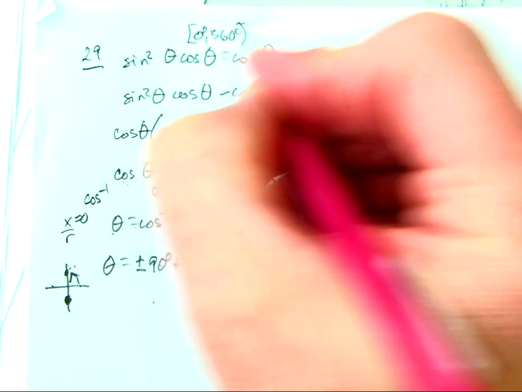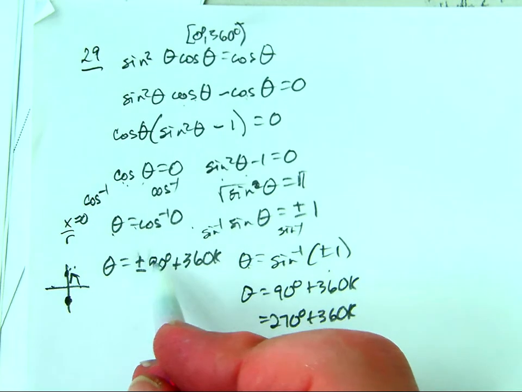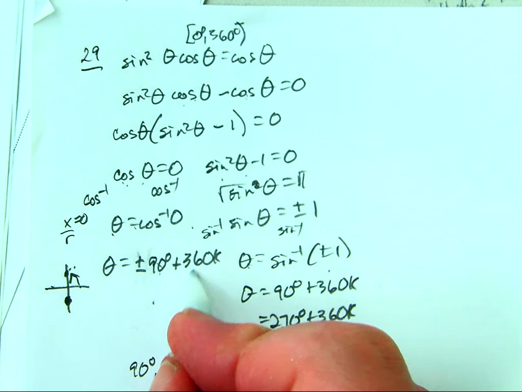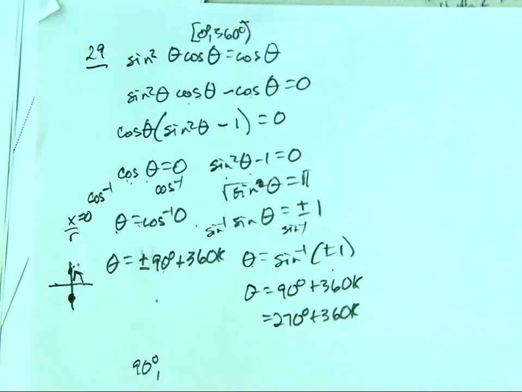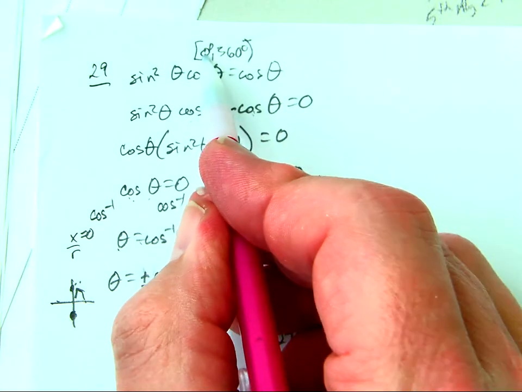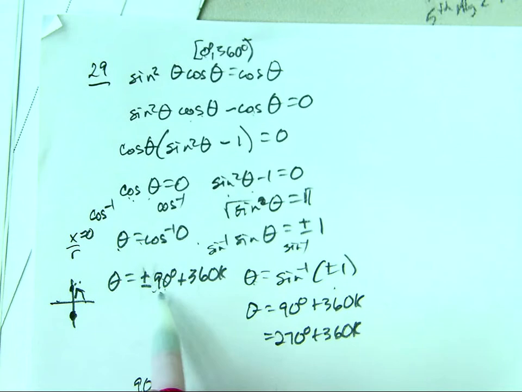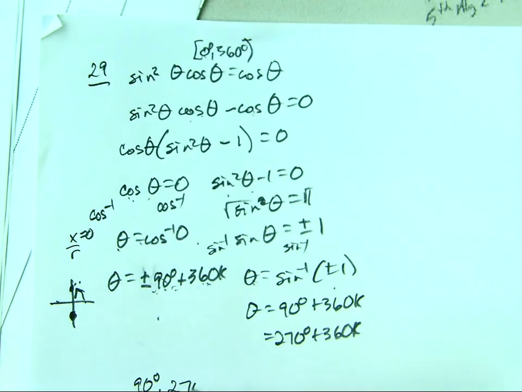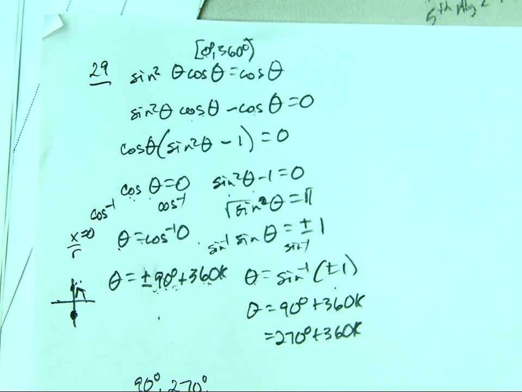So again, we just go through them. We have a positive 90. Well, that fits between 0 and 360. If we added 360, 450 is too big. A negative 90. Well, there's no negative number, so that doesn't work. But if we added 360, that's 270. That fits. If we added 360 again, 630, that's too big.